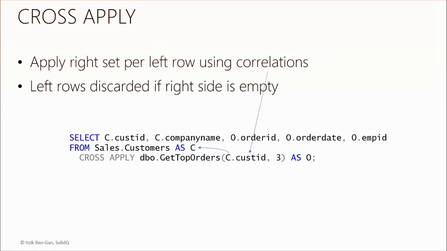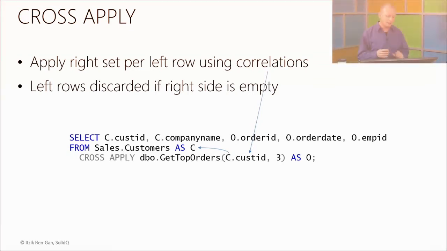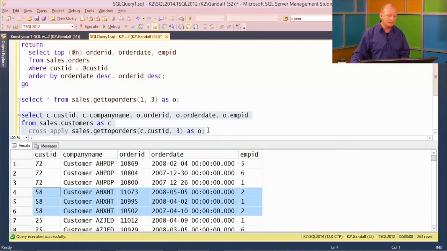One thing that the cross-apply does not return is, imagine that we have some rows in the customer's table that simply don't have any related rows in the order side. In that case, the left row is actually discarded. So in this sense, it's actually similar to an inner join. If we have a customer that doesn't have any matching orders, an inner join does not return such a customer. In a similar manner, in a cross-apply, if the customer gets zero rows back from the function, then the left row, the customer row, is not returned either.